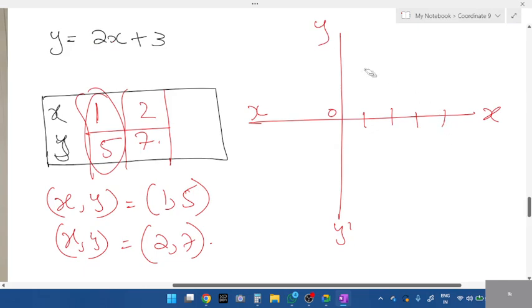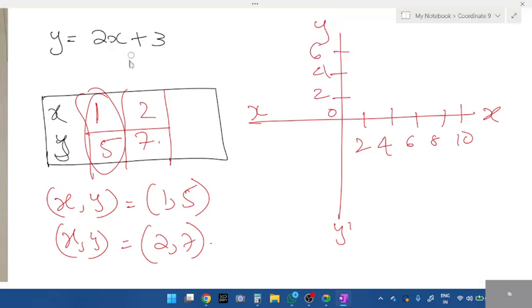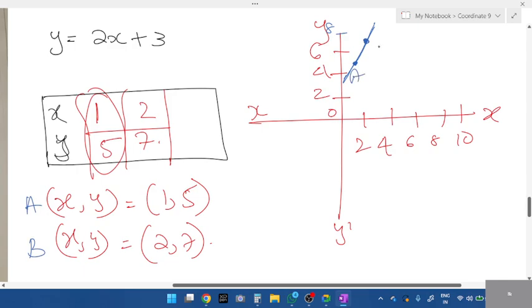Yes. All this I explained in morning, afternoon class. 2, 4, 6, 8, 10. Okay. First point 1 and 5, students. 1 and 5 lie somewhere here. Next 2 and 7. 2 and 7 here. So this is the line. Can you see we got the line? All of you respond. I'll name this as point A and B. Look, this is A and this is B.